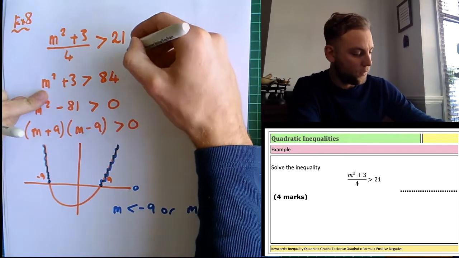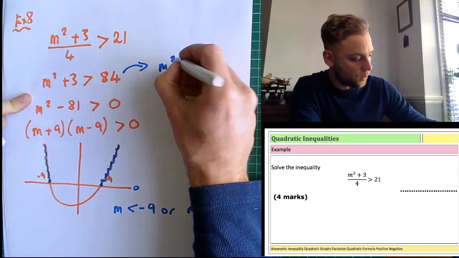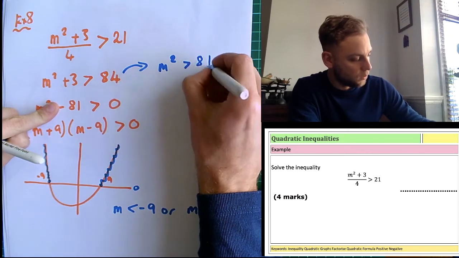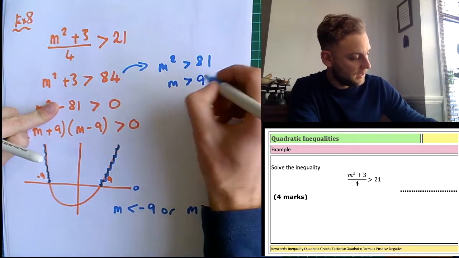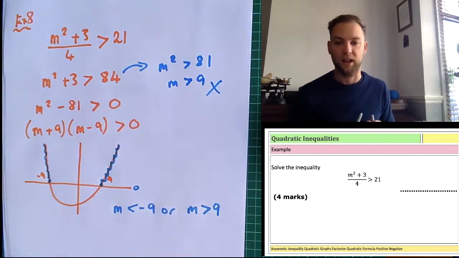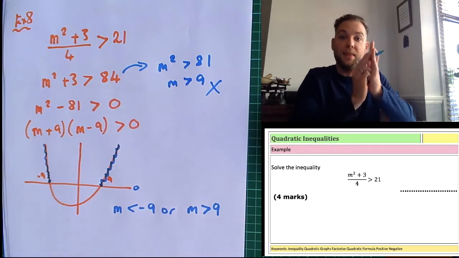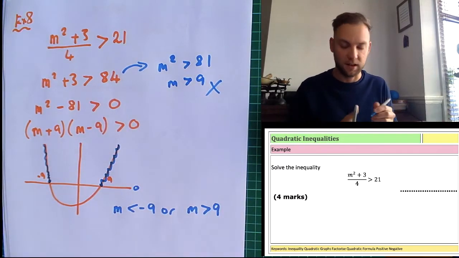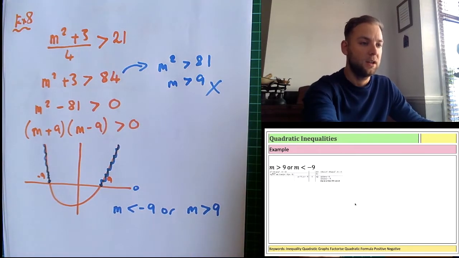Now if you were to do it over here, let's just say m squared, take away the 3, so right is greater than 81, square root that, m is greater than 9, you're getting 1 mark for that. This is what they're looking for, okay? They're looking for the difference of 2 squares and then understanding that because it's greater than, it's split like this, okay? So that was example 8. That was where we push it that little bit further. So, notice we've got 2 solutions there.